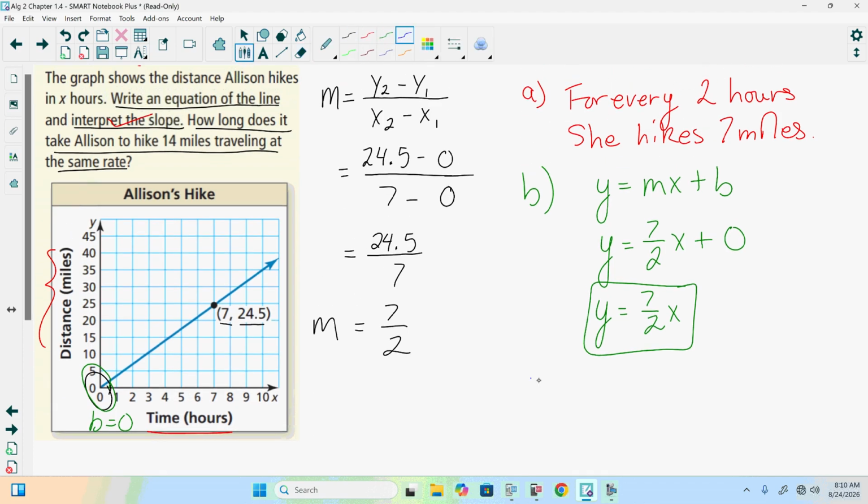Last part of this problem. We need to figure out how long it takes Allison to hike 14 miles, traveling at the same rate. Anybody have a guess? It'll be 4 hours. For every 2 hours, she hikes 7 miles. Do it one more time. 4 is equal to 14.